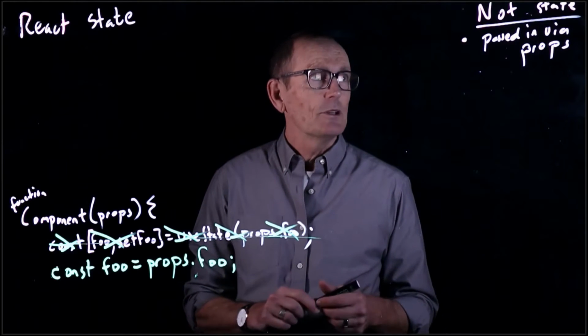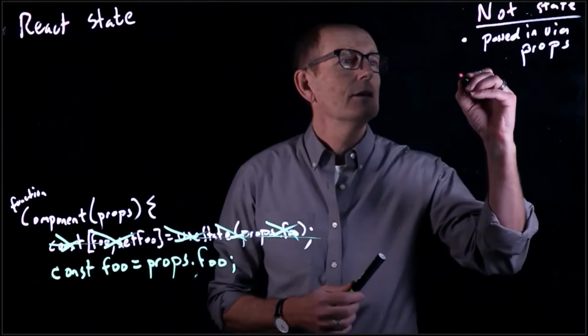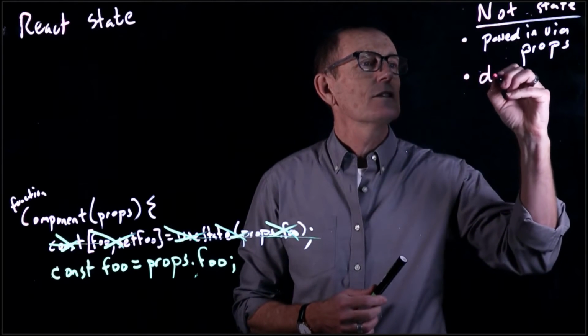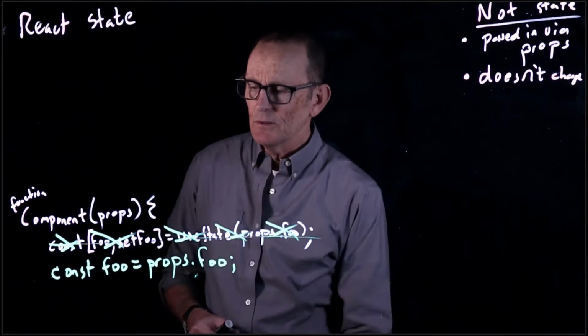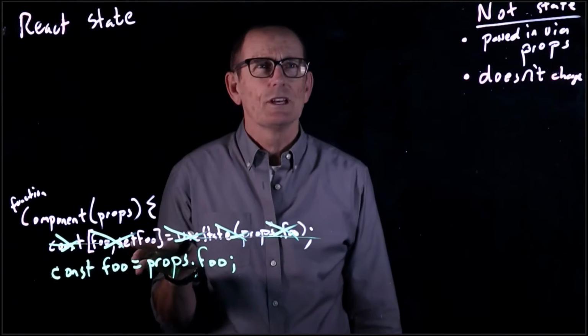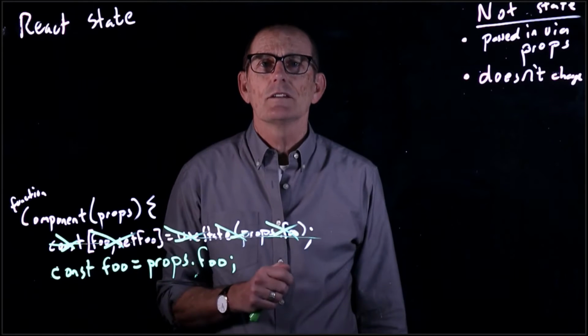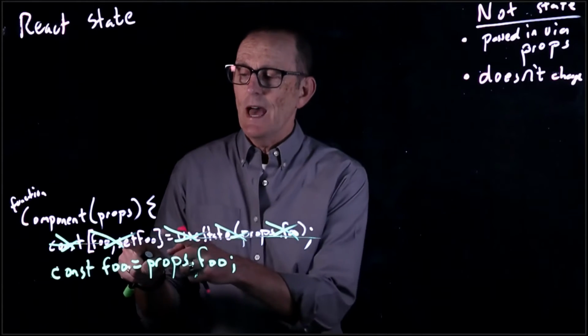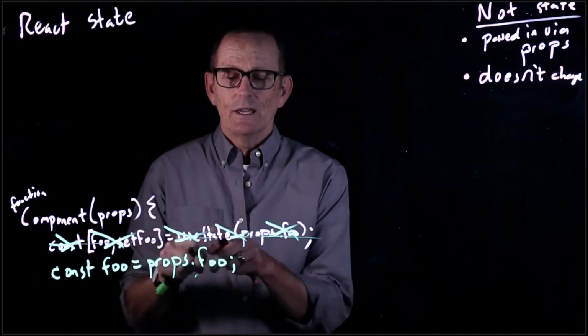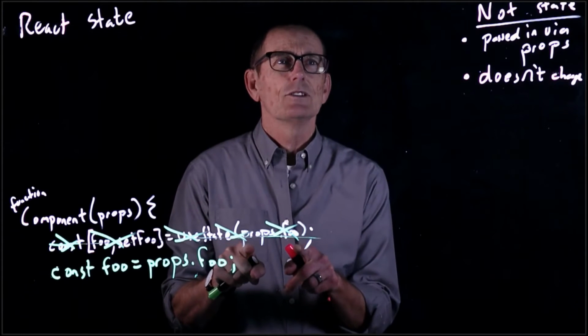A second case where you don't want a state variable is if the value doesn't change. So that's presumably the case here, is we never actually used set foo. If we're never going to use set foo, there's no reason to ever have state information. Because if you're never using the set, that just means that the value is the same as what we're initially passing in to use state.